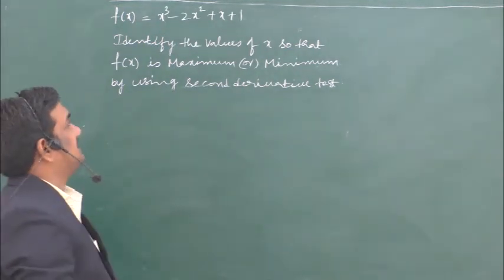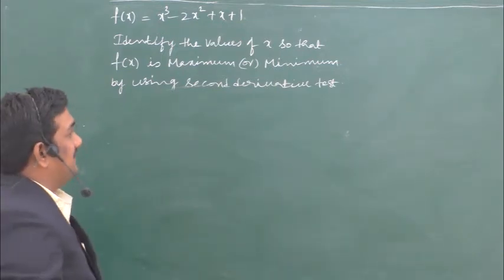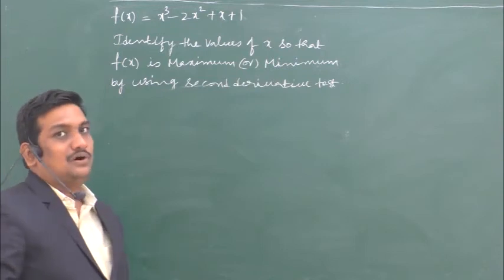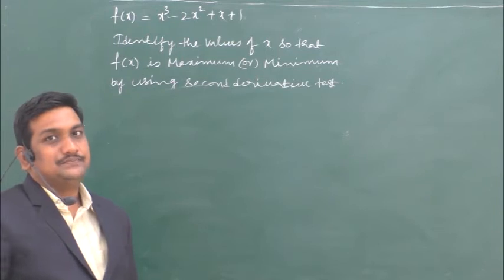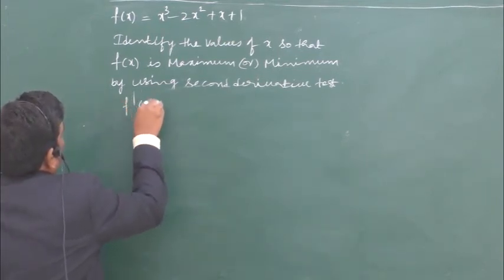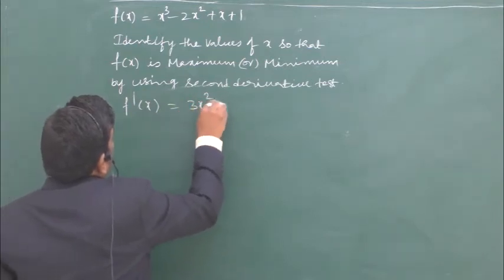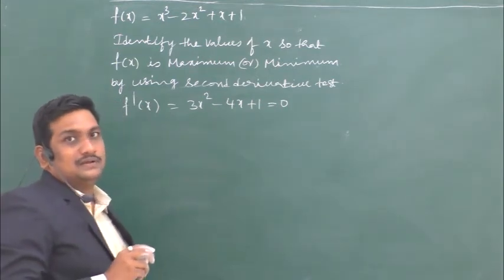f of x equals to x cube minus 2x square plus x plus 1. Now you need to identify the maximum value or minimum value for this function by using the second derivative test. Okay. Now let us start with the first derivative. It is 3x square minus 4x plus 1. Now equate it to 0.